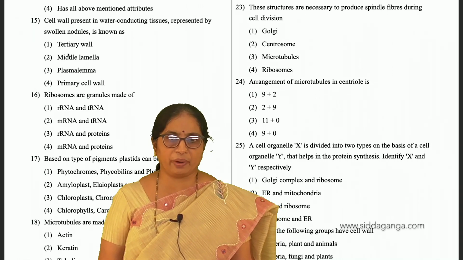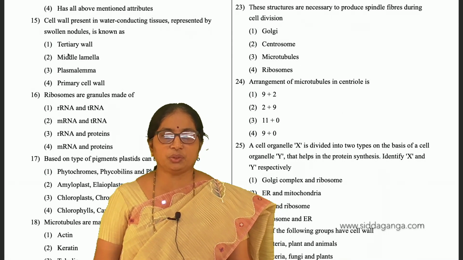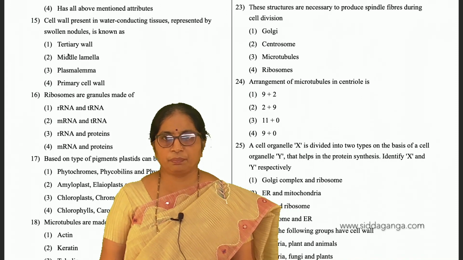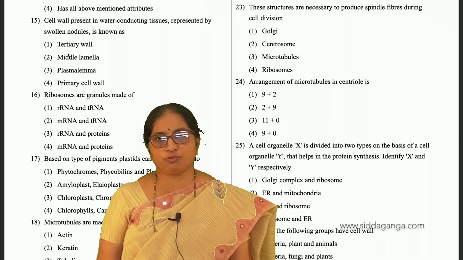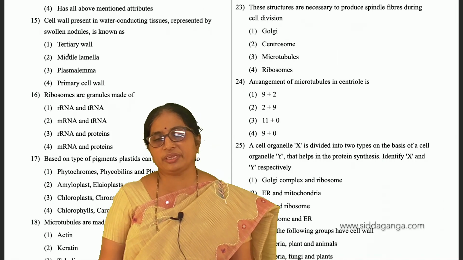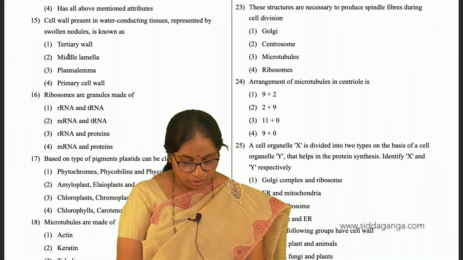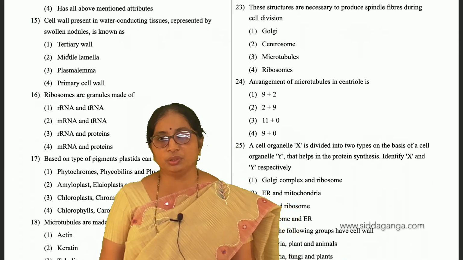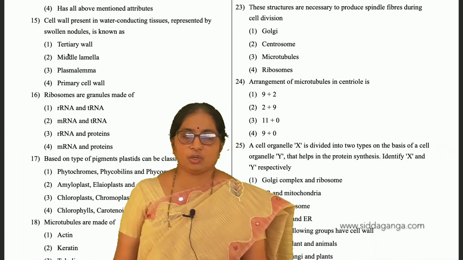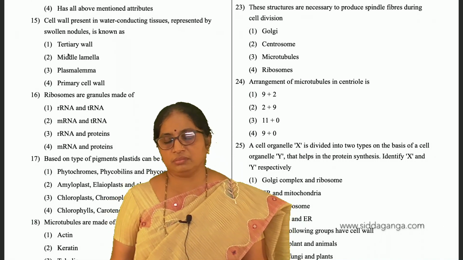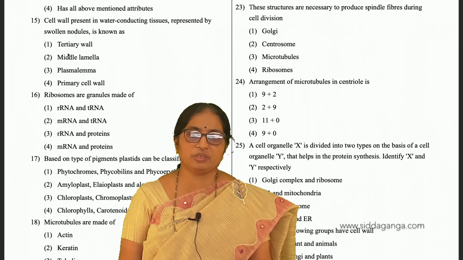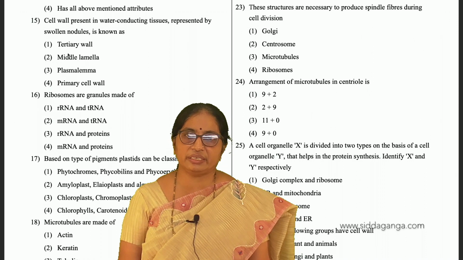It is not the Golgi complex. It is not the centrosome. Centrosome will divide into two cylindrical structures, centrioles. Microtubules form the spindle fibers, whereas centrioles form the asters, and ribosomes are involved in protein synthesis. So the right answer is microtubules, which form the spindle fibers during cell division. The chromosomes stick to the spindle fibers during cell division, and all those aspects we'll study in the chapter cell cycle and cell division.